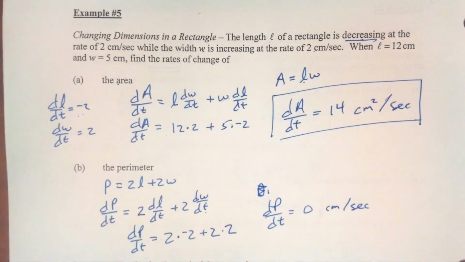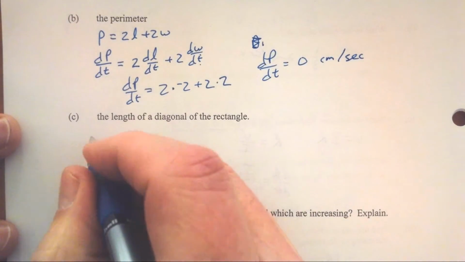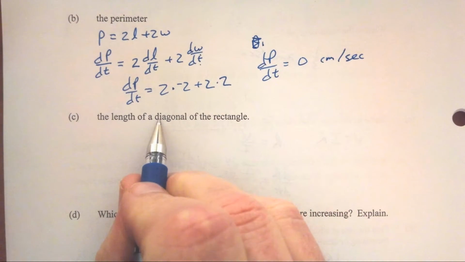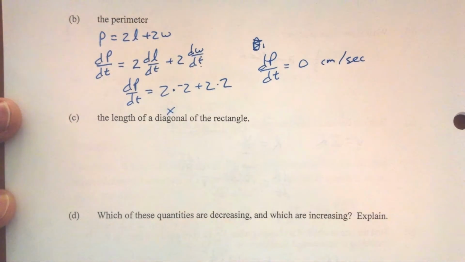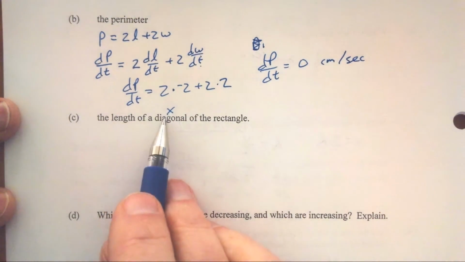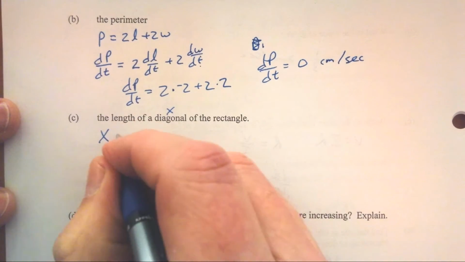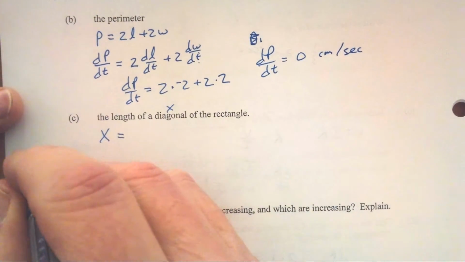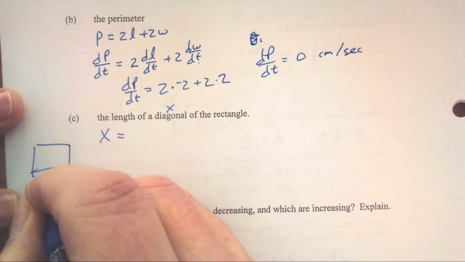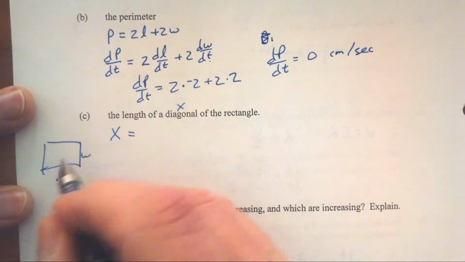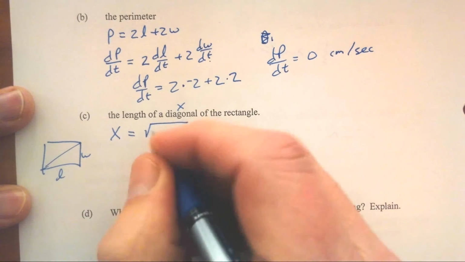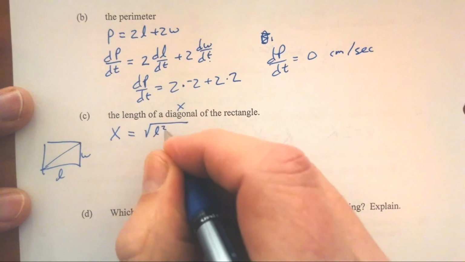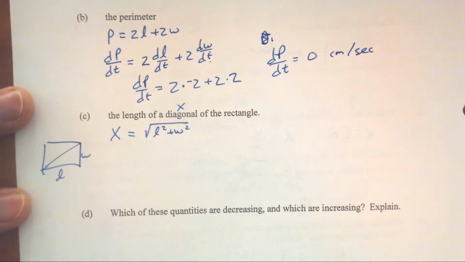So there we go. Length of the diagonal. Well, the diagonal, I don't want to call it D. We could go capital D, I suppose. I think I'm going to call it x. Maybe I'd regret that too, but I'm just going to call the diagonal x. So x is the diagonal. If I've got a rectangle, I've got length, I've got width. The diagonal is a Pythagorean relation, so that is the square root of L squared plus W squared.